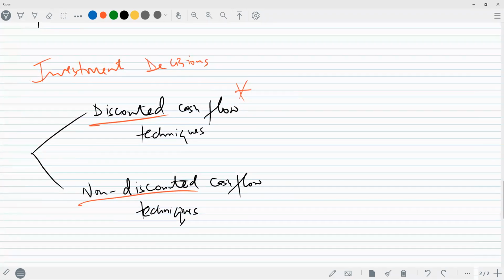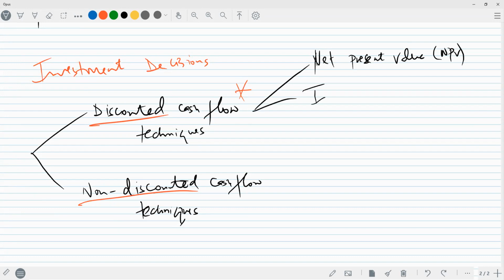When it comes to the discounted cash flow techniques, you're going to be using 3 methods. We're going to use what's called the net present value, NPV. We're going to use another method called the internal rate of return, IRR, and you have the discounted payback.